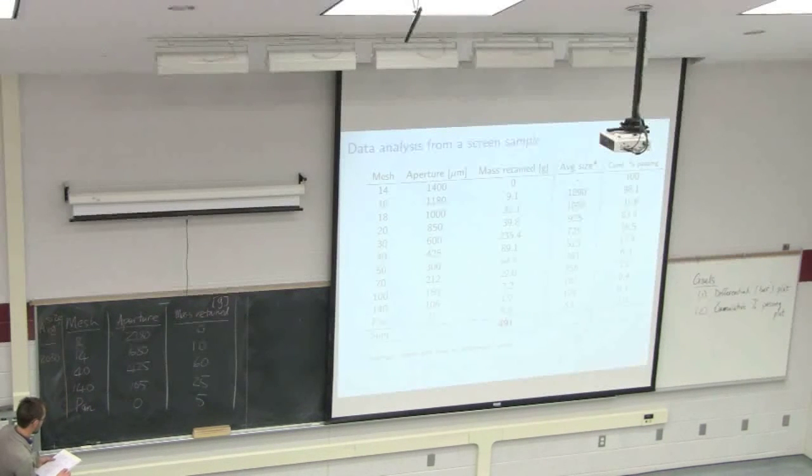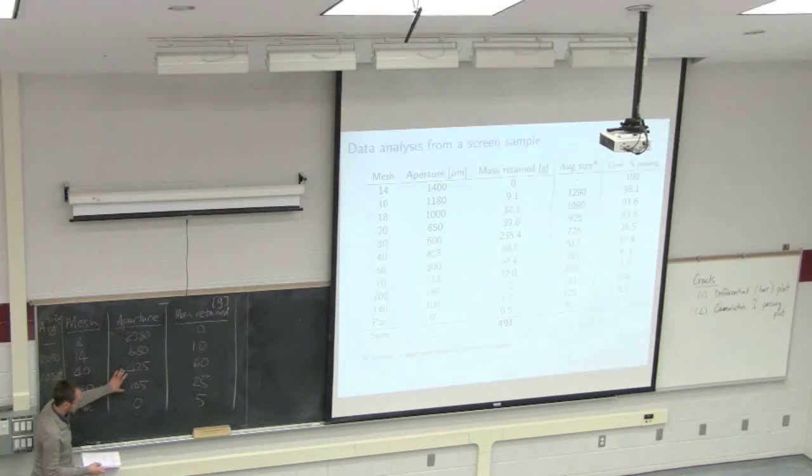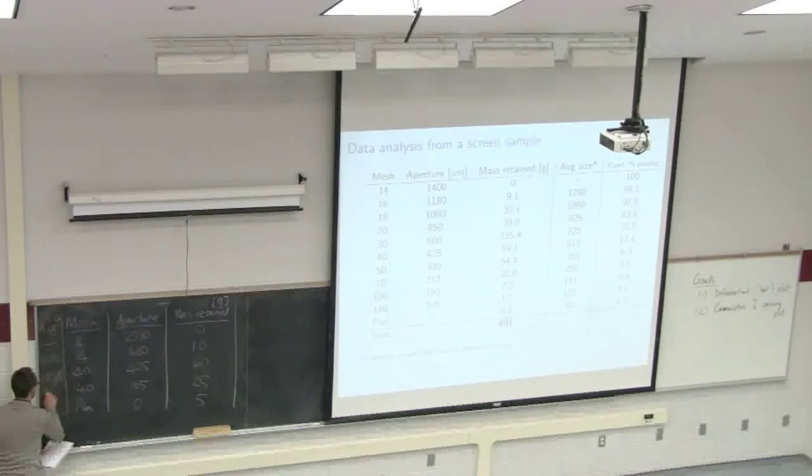1,680 plus 425, the average of that is 1,052. The next average between 425 and 105 is 265, and then your final average is 52. Okay.